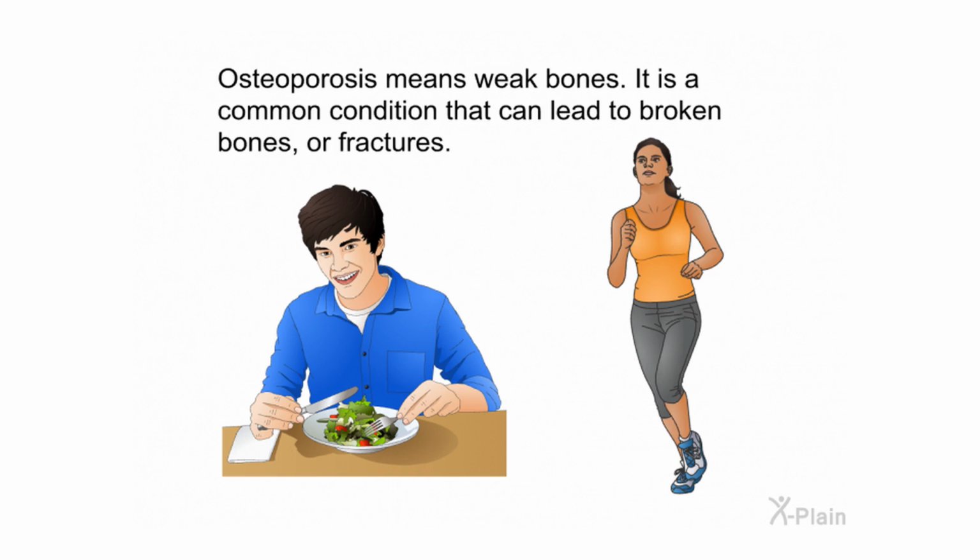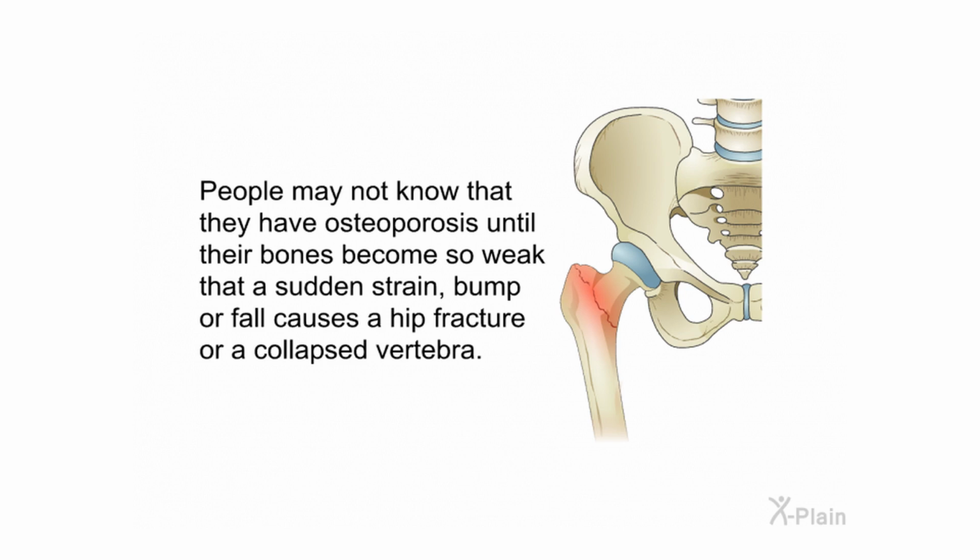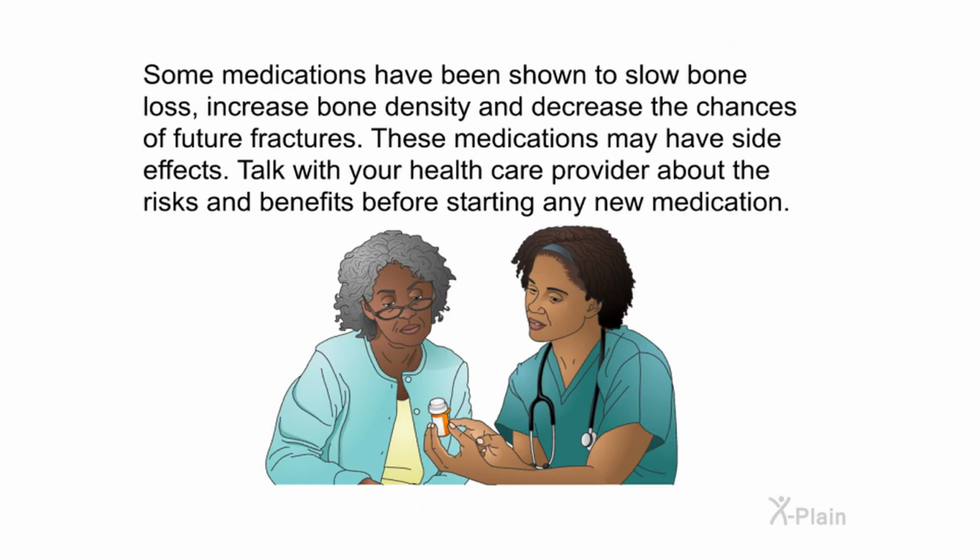Summary. Osteoporosis means weak bones. It is a common condition that can lead to broken bones or fractures. People may not know that they have osteoporosis until their bones become so weak that a sudden strain, bump, or fall causes a hip fracture or a collapsed vertebra. Some medications have been shown to slow bone loss, increase bone density, and decrease the chances of future fractures. These medications may have side effects. Talk with your healthcare provider about the risks and benefits before starting any new medication.